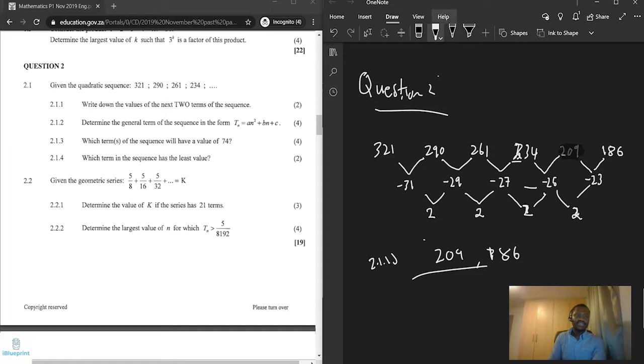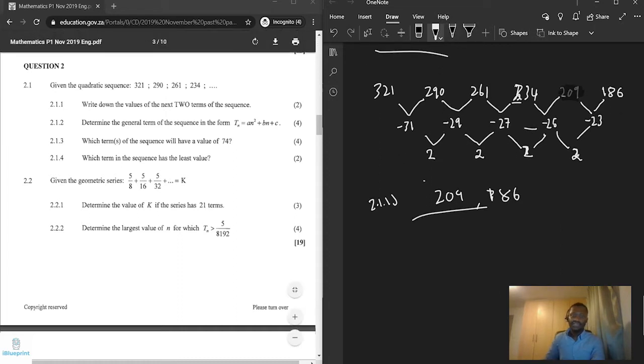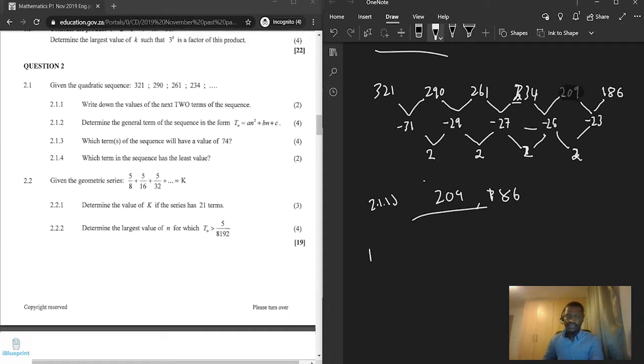Then the next one is to determine the nth term of the sequence in the form Tn is equal to an squared plus bn plus c. So we're looking for the equation of the sequence. First thing, we need some equations that we can use to calculate all the different values. So T1 is going to end up being a plus b plus c, right? And what is our first term? It is 321. So this is the first equation that we can use.